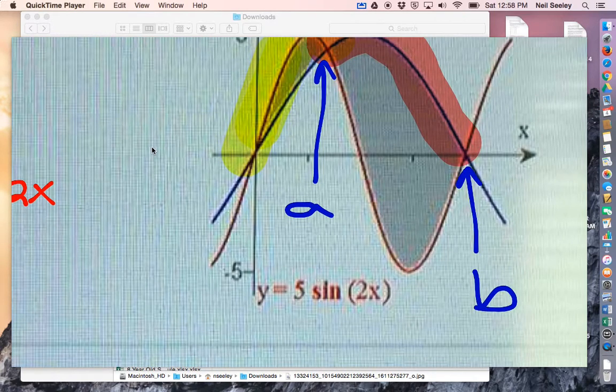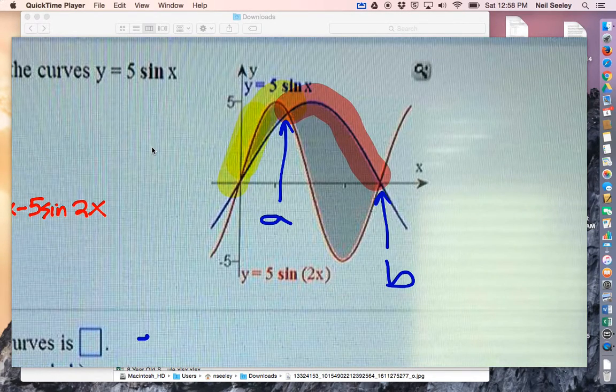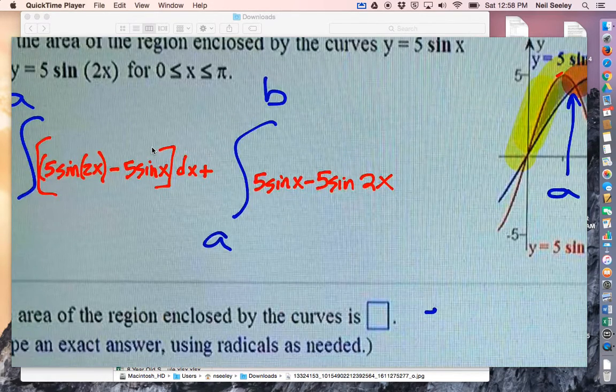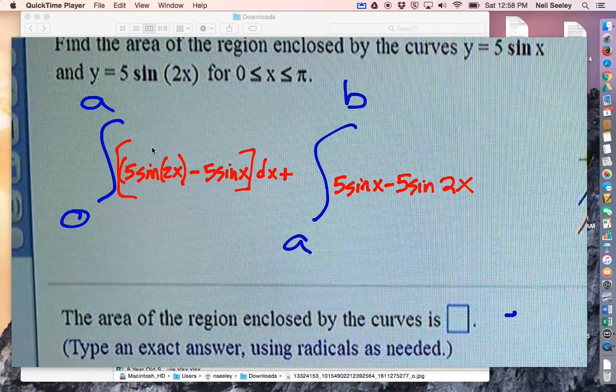In those regions, yep, the upper function on the left, where that yellow highlight is, is 5 sin of 2x, the red function. And then the upper function on the right is 5 sine of x, the blue function. And so we're subtracting them both in each case, but the order in which you subtract them makes a difference. So we have to make sure that's all good and groovy.